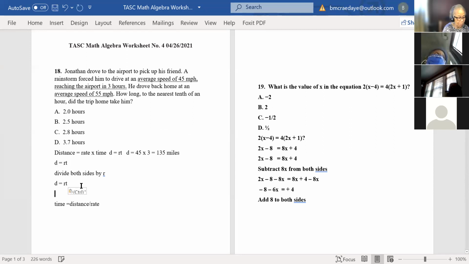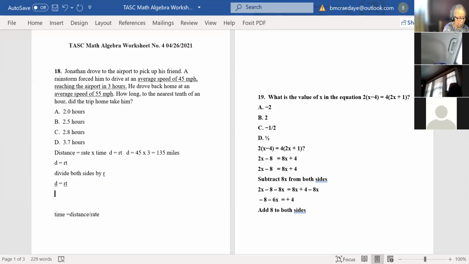Copy that. Divide both sides by R. And divide the right side by R, because we're looking for the time it took him to go back home. So divide both sides by R. So let's put R underneath. Okay, R. Take out the underline here, we don't need it.